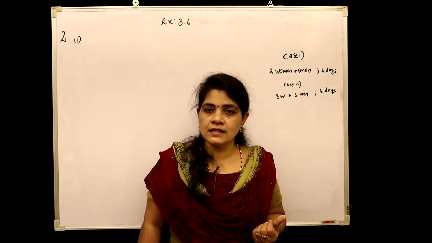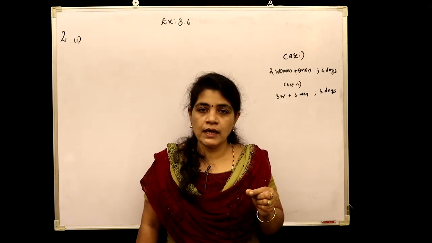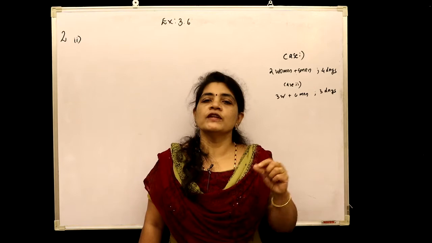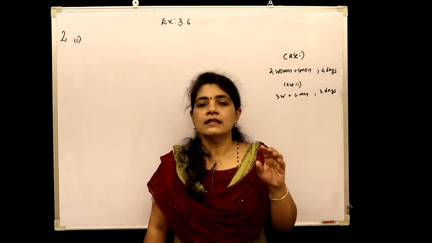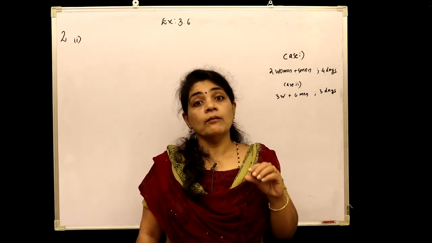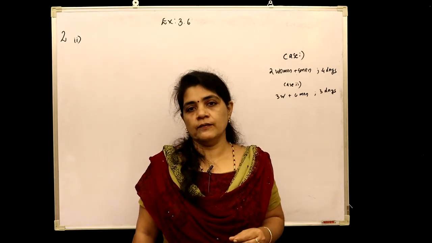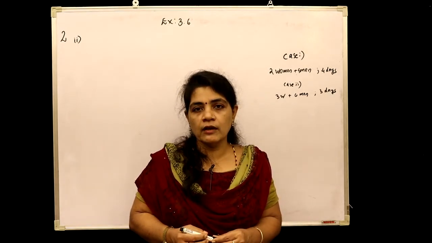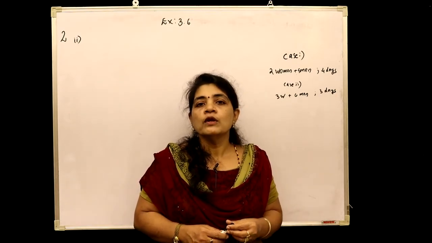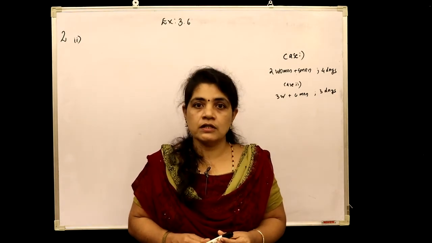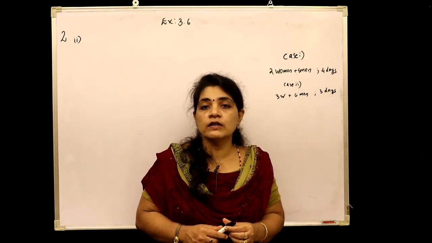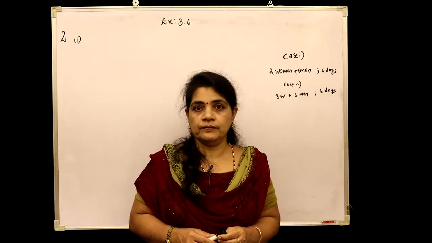And finally, what is asked? The time taken by one woman alone to finish the work, as well as the time taken by one man alone to finish the work. Since we are dealing with a pair of linear equations in 2 variables, we can easily form 2 linear equations in 2 variables. So how can the first equation be formed?